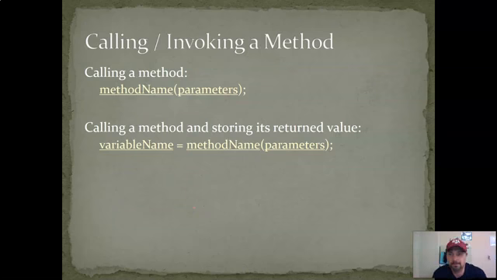Calling and invoking a method. How you call a method is: method name, parenthesis, parameters, parenthesis, semicolon. Calling a method and storing its returned value. Some methods return a value, like the add method we were just looking at. Variable name equals method name, parenthesis, parameters, parenthesis, semicolon. This means invoke the method. When it figures out an answer and returns it, I will put that answer into the container on the left side of the equation.